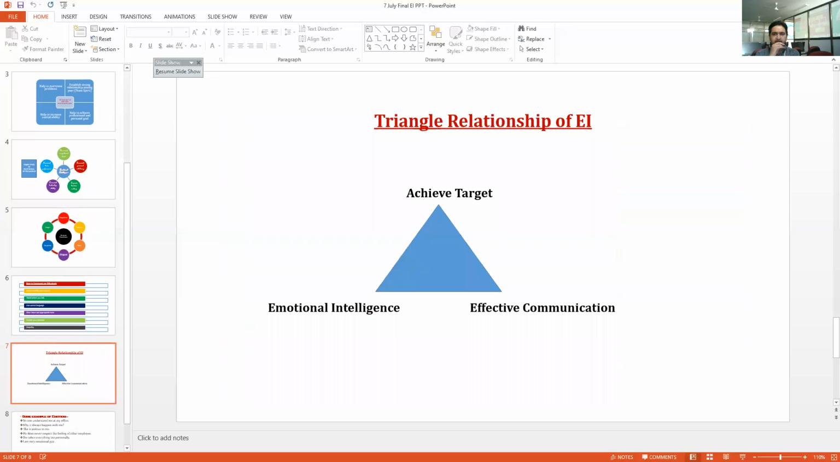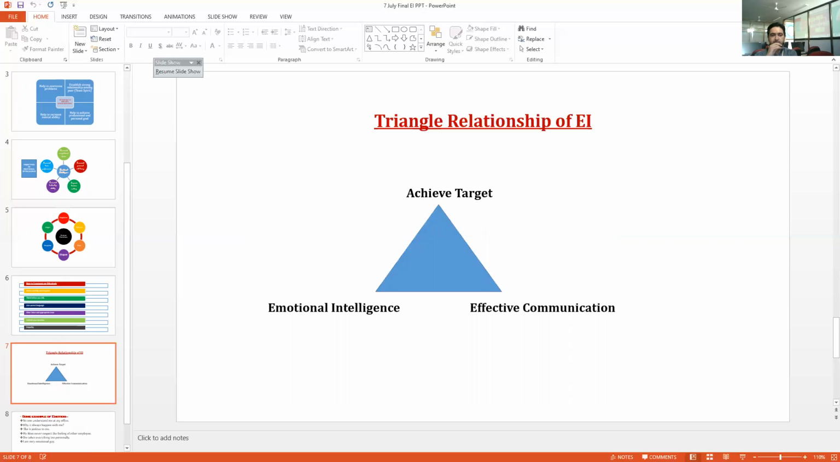Now, the triangle relationship of EI is very, very important. Here you are able to see a triangle. In the triangle, two things are mentioned on the base, and one thing is mentioned at the top of the triangle. If you see the base, there are two activities. One is emotional intelligence, another is effective communication. So if both the bases are really very strong, it will definitely help to achieve the target.